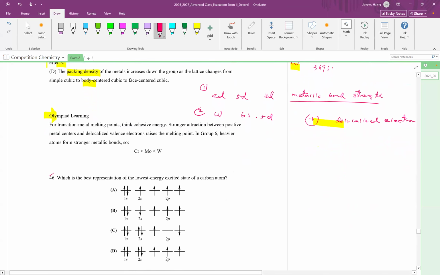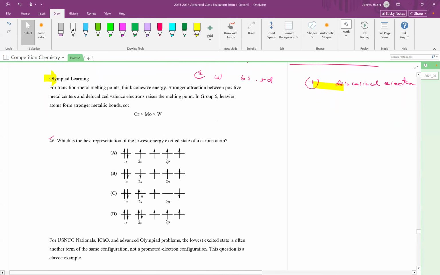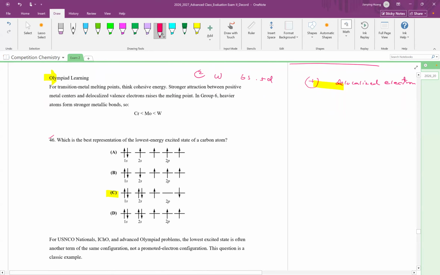Go to this one. Here the key point is what? Let me tell you the answer. The answer is this one. The key for this question is the lowest energy excited state, not the lowest excited electron configuration. That's the key point. Repeat: the key for this question asks for the lowest energy excited state, not the lowest excited electron configuration.